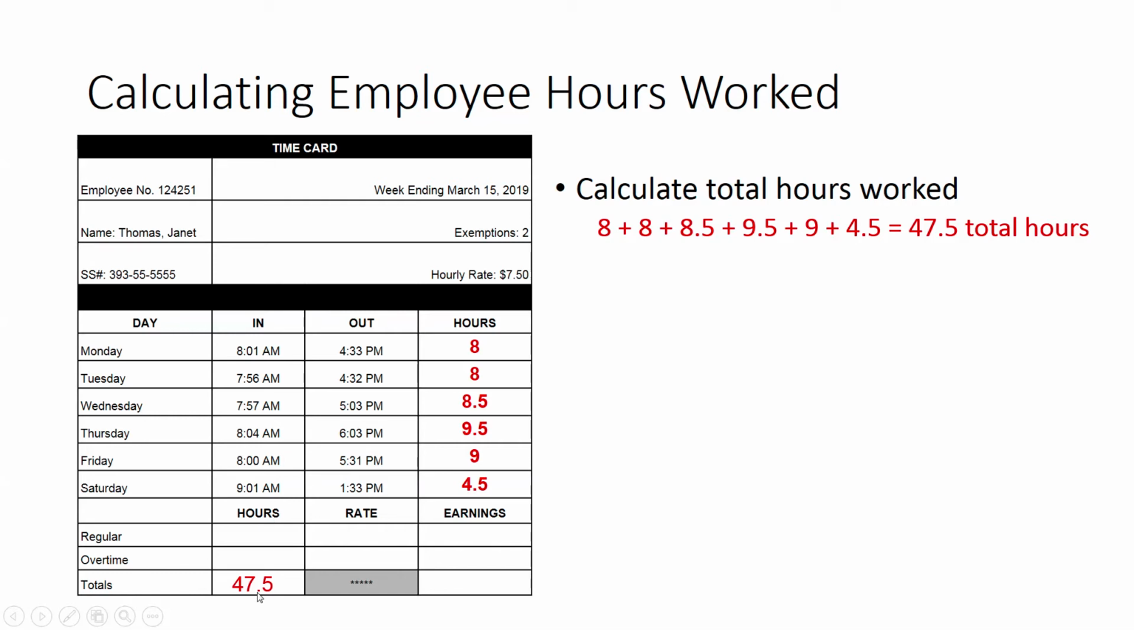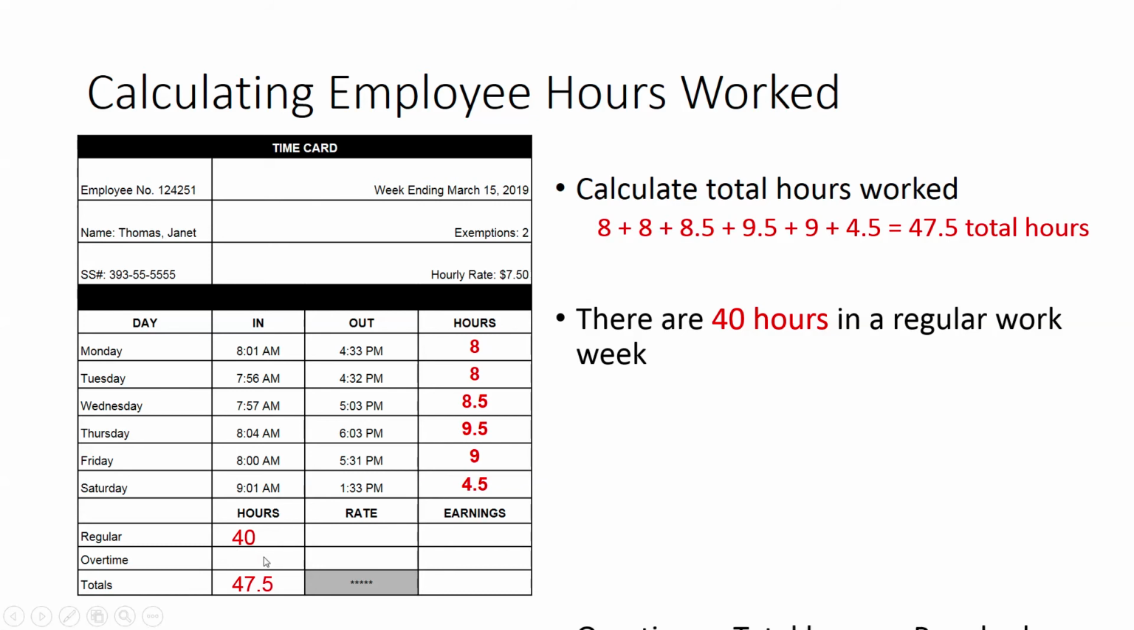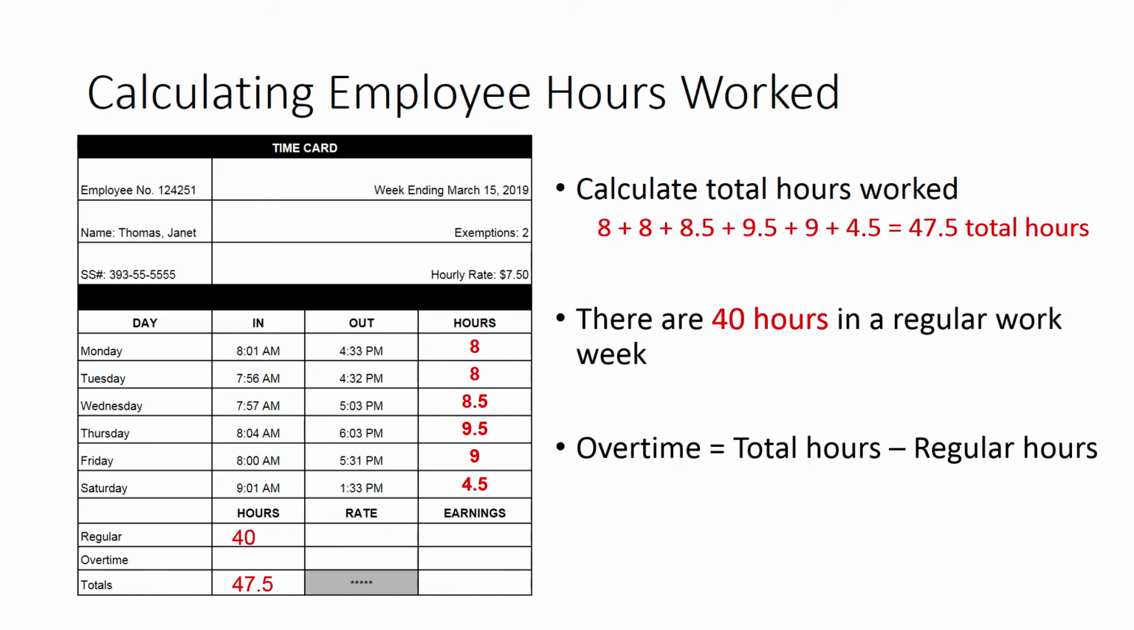Now, as we discussed in class, if you are an hourly employee, a regular work week is 40 hours. And that is because of the Fair Labor Standards Act law. So we'll put 40 hours in regular hours. And now to calculate their overtime hours, you simply take their total hours that they worked and subtract regular hours. So that would be total hours is 47.5 minus 40, so they have 7.5 hours of overtime.